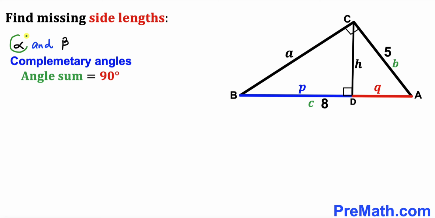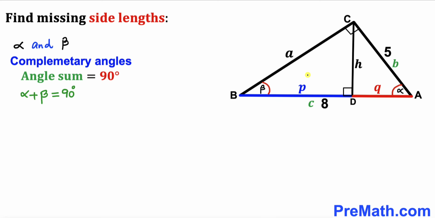Let's assume that alpha and beta are our two complementary angles. In other words, the sum of these two angles, alpha plus beta, must be equal to 90 degrees. So let's assume that this angle is our angle alpha. Since this is our 90-degree angle, this angle has got to be our angle beta.